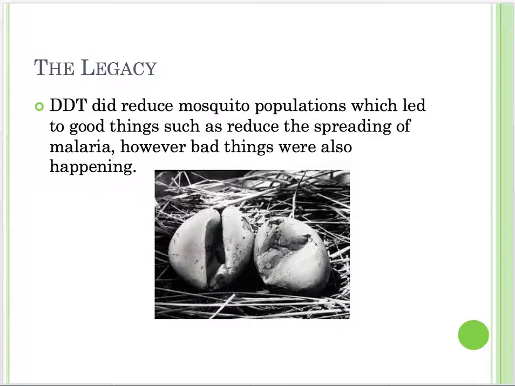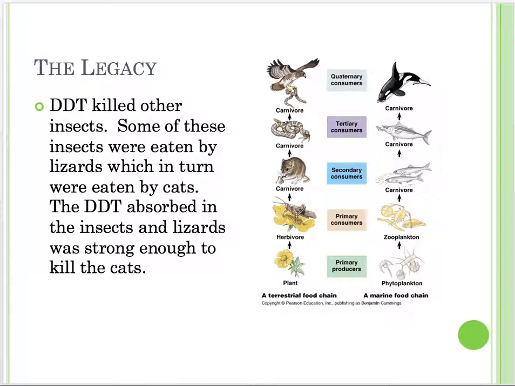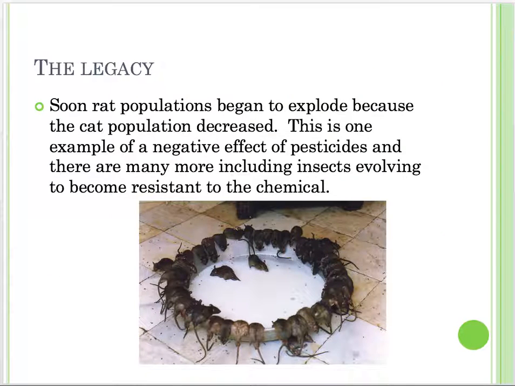Okay, we've gone through this, and there's a picture of those eggs that had the soft shells, and we've also talked about how we biomagnified the effect. So even in affecting things like secondary consumers like cats, if the pesticides were absorbed into the lizards and insects, they killed cats. And then that had a flow-on effect to the greater food web. That's another example. Rat populations exploded because the cat population decreased. And this is one example of the negative effects of pesticides.